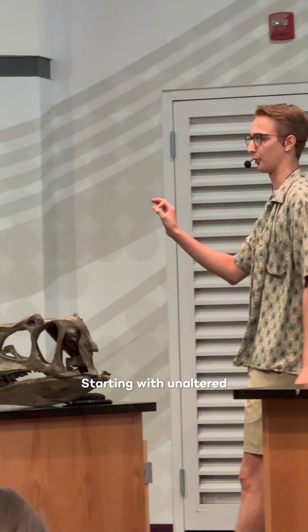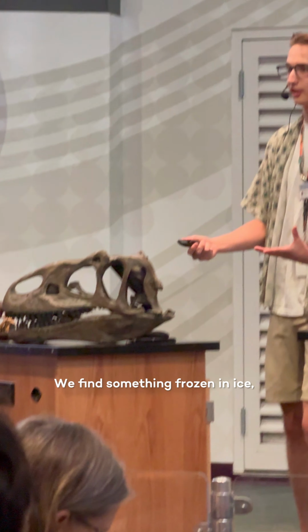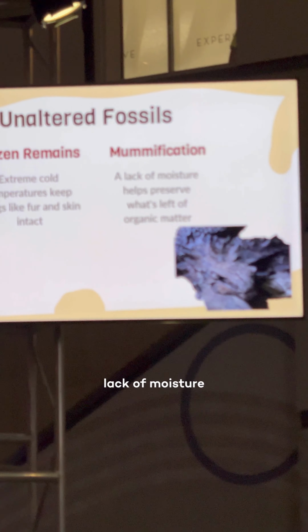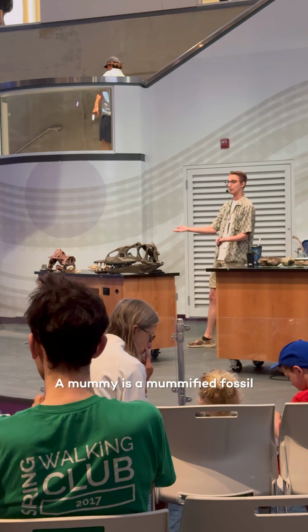Starting with unaltered. So frozen remains is pretty self-explanatory. We find something frozen in ice, like glaciers, icebergs, things like that. We have mummification, which is when there's a lack of moisture, it kind of turns them into a crust of what they were. And just think of a mummy, right? A mummy is a mummified fossil.